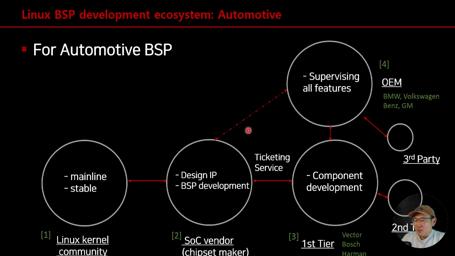Sometimes OEM companies can collaborate directly with the SoC vendor, meaning that sometimes the BSP package can be delivered to the OEM from the SoC vendor. This kind of process can be supervised by the OEM. Anyway, right after the first tier companies finish developing the BSP component, such as ADAS, telematics, or infotainment system, they release a software package to the OEM.